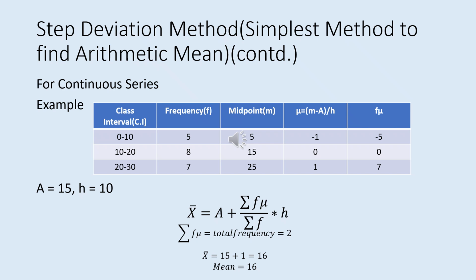x bar is then calculated from the formula a plus summation f mu by summation f into h, which is equal to 15 plus 2 by 20 into 10, which is equal to 16. So mean is equal to 16.